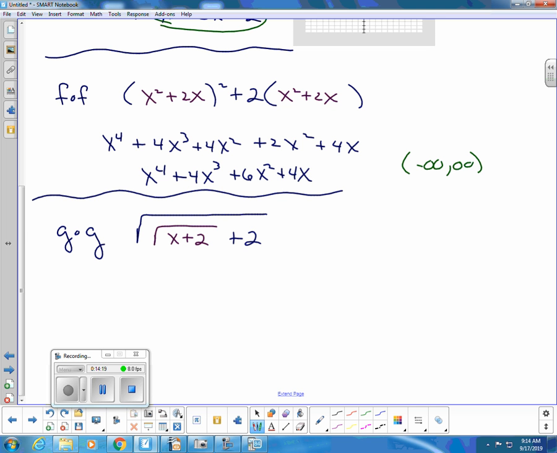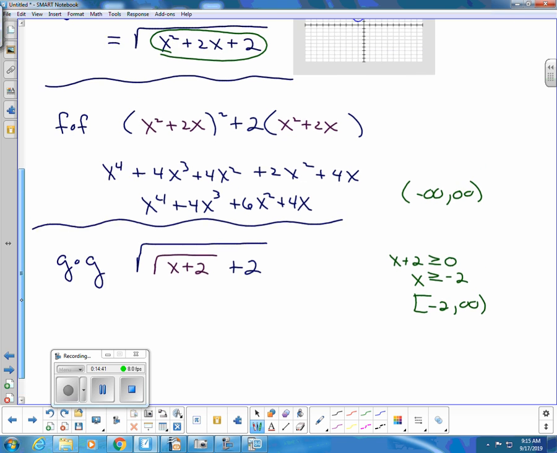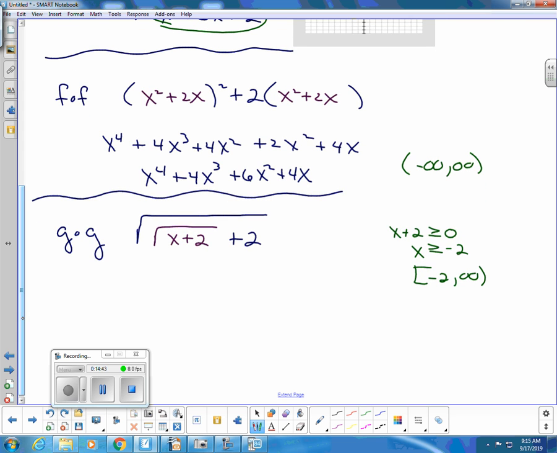And then the domain restriction is that radical, the input function's. So again, that's got to be greater than or equal to 0. So x is greater than or equal to negative 2. So the input function's domain is going to continue. All right, so there's your composites.